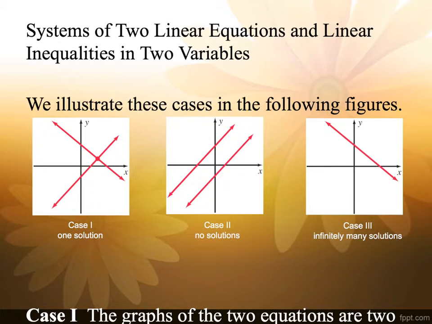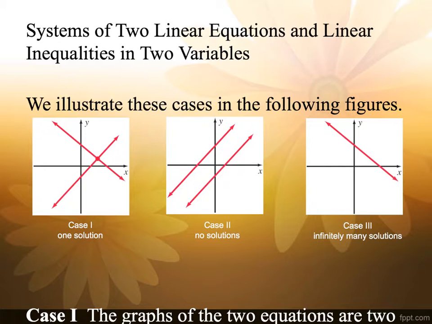And basically, we've got three scenarios that might exist. Either there is one solution, like we see here in case 1. We have one linear equation, another linear equation, and those two linear equations meet in one place when we graph them. That is a situation where we have one solution to our system of linear equations.